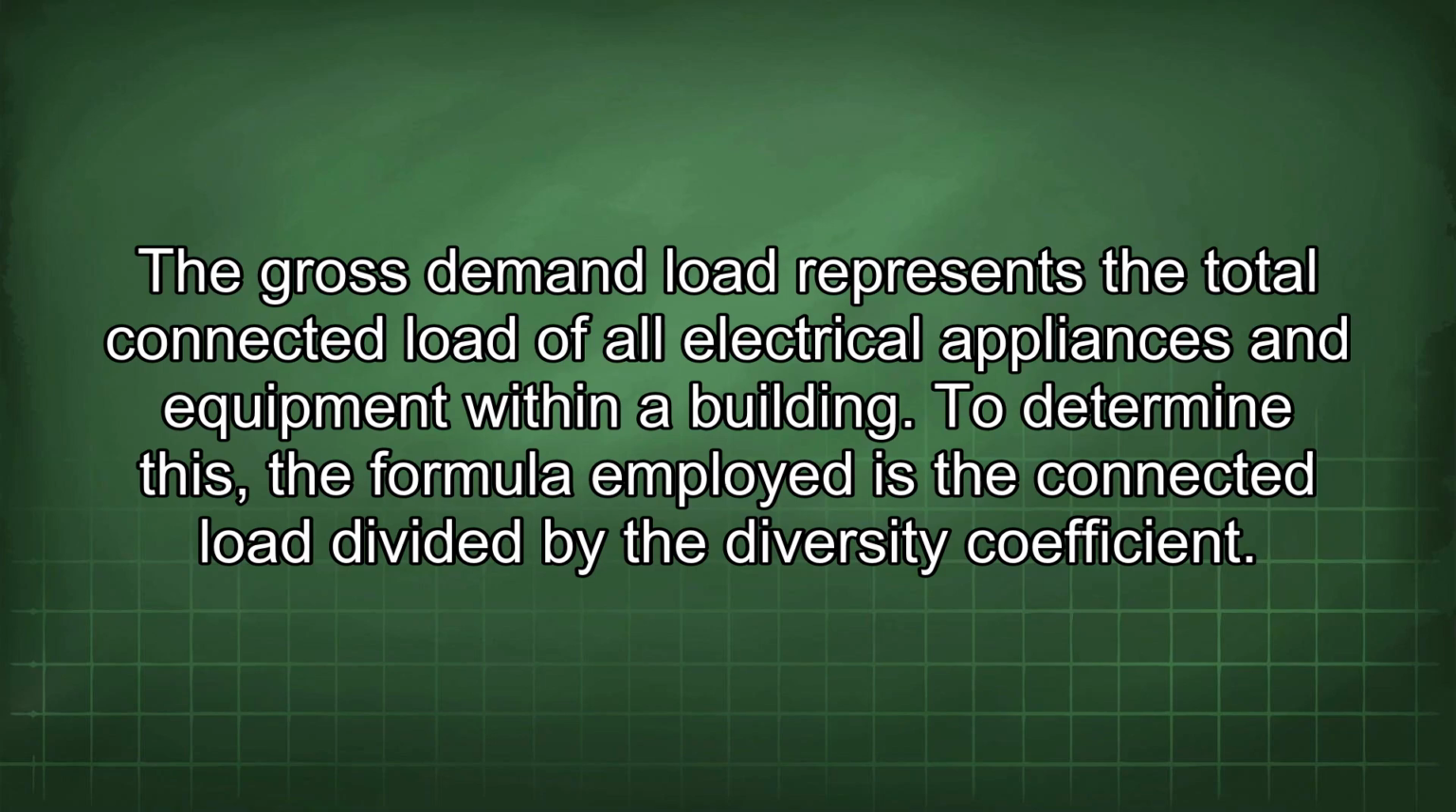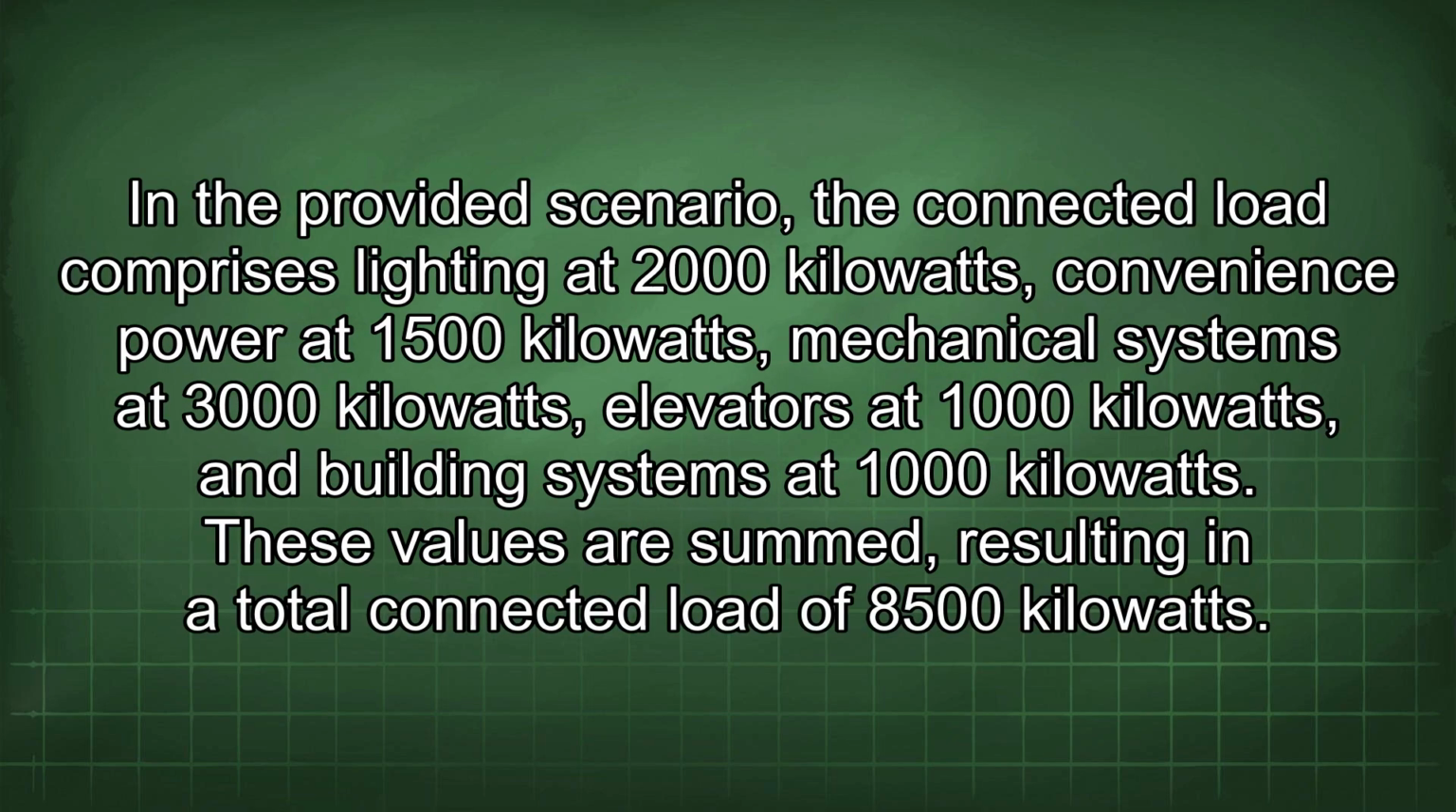The gross demand load represents the total connected load of all electrical appliances and equipment within a building. To determine this, the formula employed is the connected load divided by the diversity coefficient. In the provided scenario, the connected load comprises lighting at 2000 kilowatts, convenience power at 1500 kilowatts, mechanical systems at 3000 kilowatts, elevators at 1000 kilowatts, and building systems at 1000 kilowatts. These values are summed, resulting in a total connected load of 8500 kilowatts.